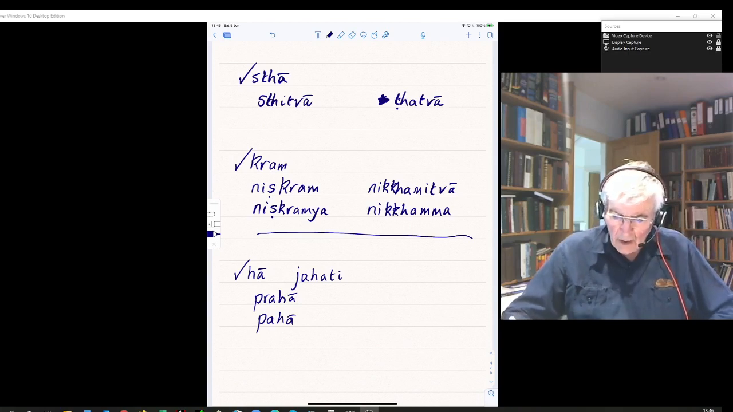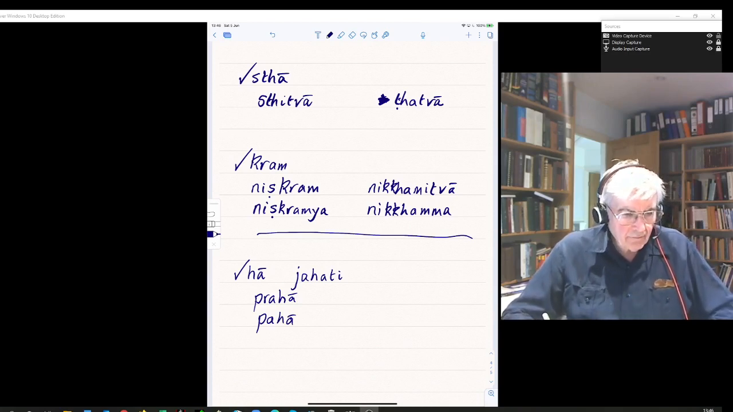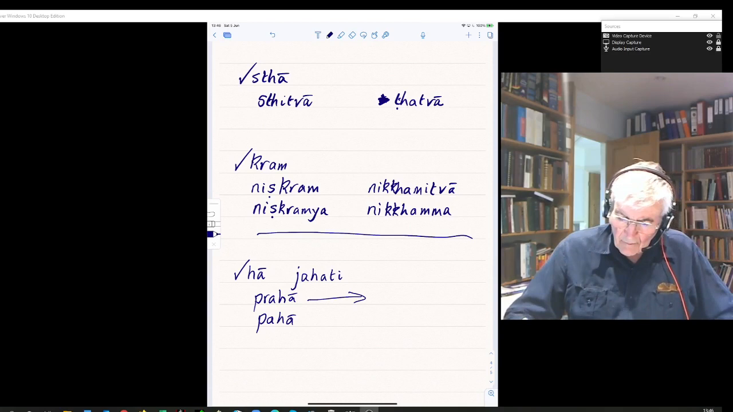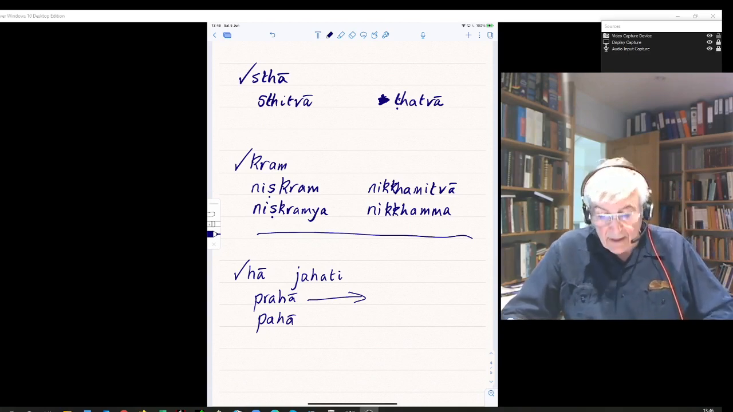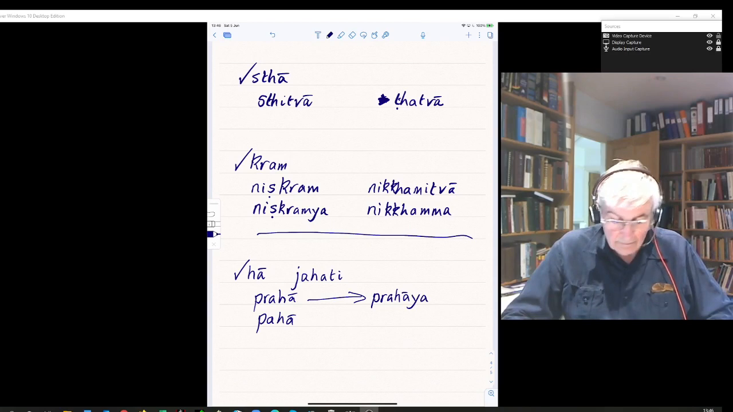Now, in Pali, sorry, look in Sanskrit first. Praha forms its absolutive in the normal way. There is a verbal prefix, therefore you can't have twa at the end. You just add the ya. So in Sanskrit, prahaya.